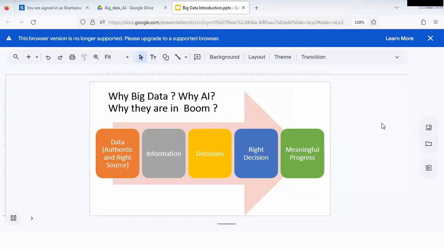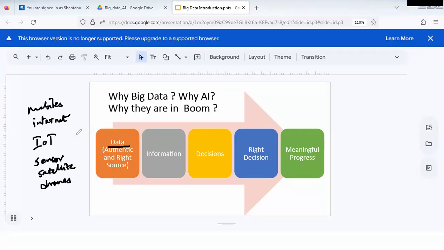Okay, no problem. Understand that when we are talking about data, we are talking about a lot of data getting generated from mobiles, the internet, IoT devices, various devices, sensors, satellites, drones. So many places where data is getting generated. The internet is one of the major providers of data to many people, or the way people communicate data with each other.